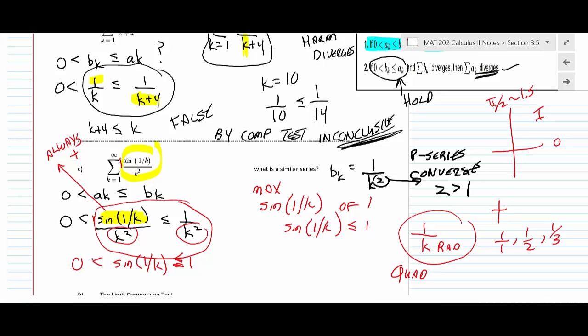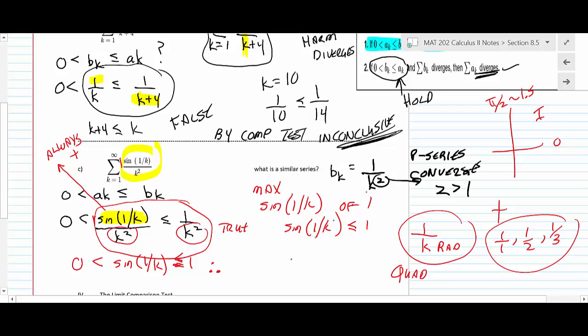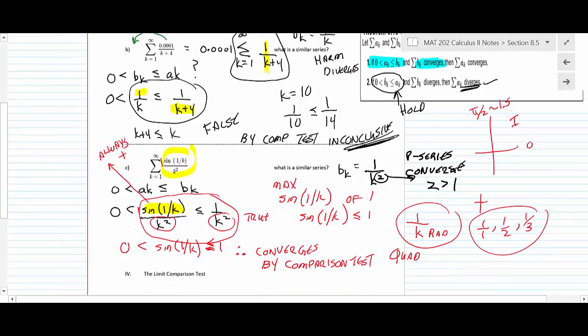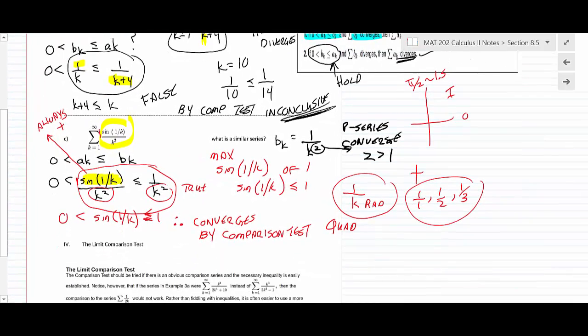1 over k is always a quadrant 1 angle. You're always between 0 and 1.5. So that's how that goes. So that inequality is true. Then we'd say, therefore, since we're comparing it to a convergent p-series, the series converges by the comparison test. Okay, problem done. We don't know what the value of that series is, but we do know it converges. That's the idea. Does that make sense?